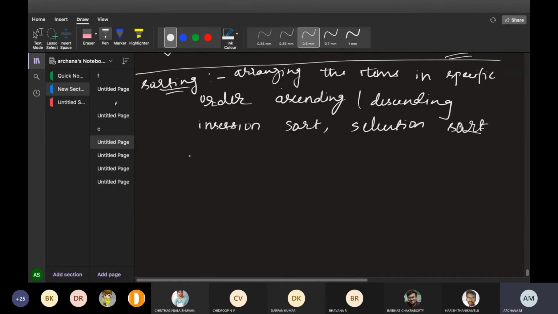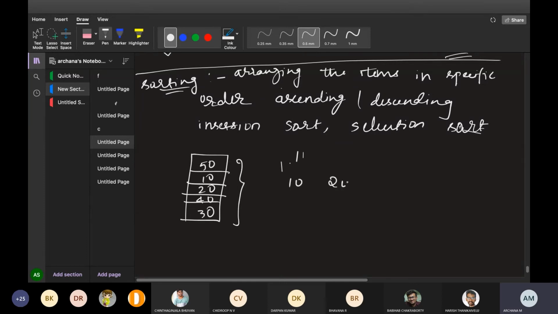For example, I'll give a list, a number of items in an array. It will be like 50, 10, 20, somewhere 40, 30. You people have to arrange this, and you should specify it as 10, 20, 30, 40 and 50. They will be jumbled like this, and you have to arrange them. This is known as sorting. So arranging the items in a specific order is known as sorting.